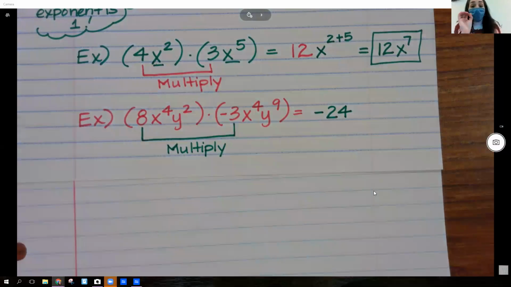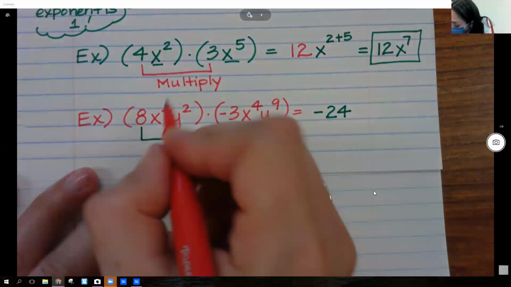Now we're going to be super organized and we're going to be observant. Keep the X's with the X's and the Y's with the Y's. Don't go adding all those exponents. You've got to just add the X ones and then just add the Y ones, okay?